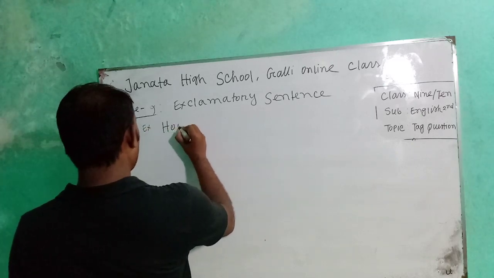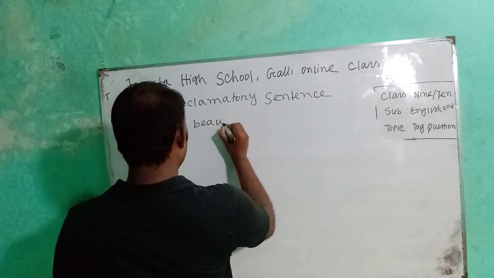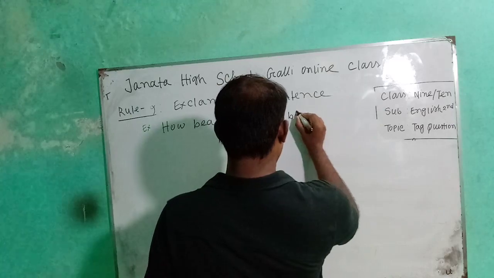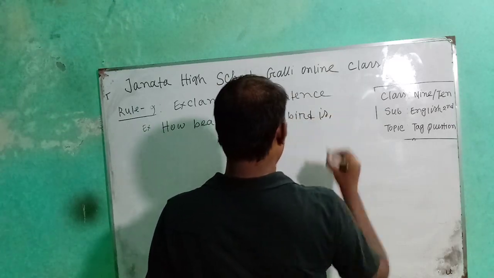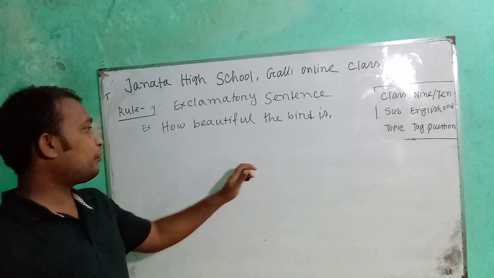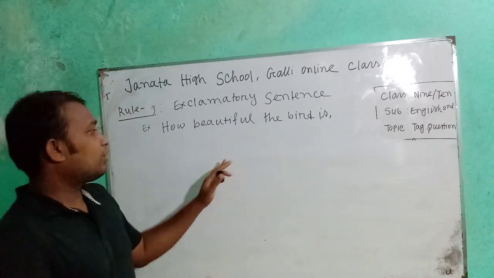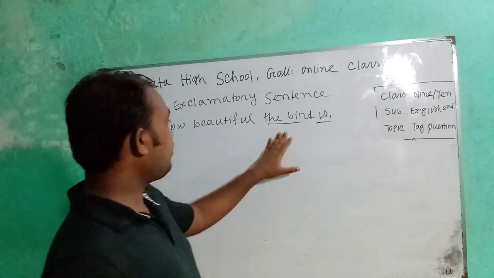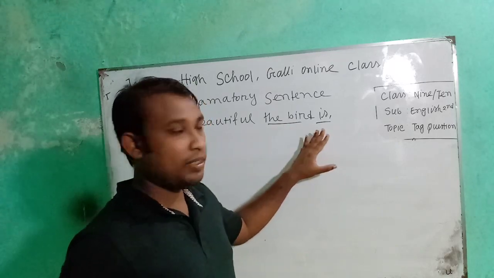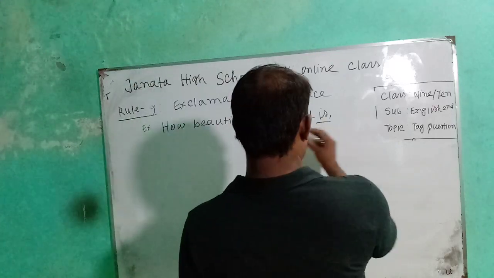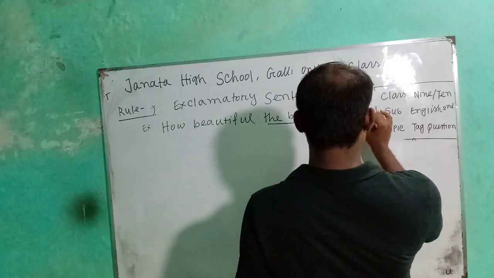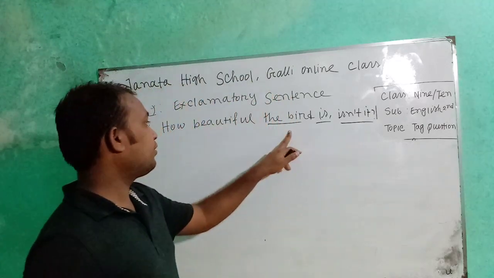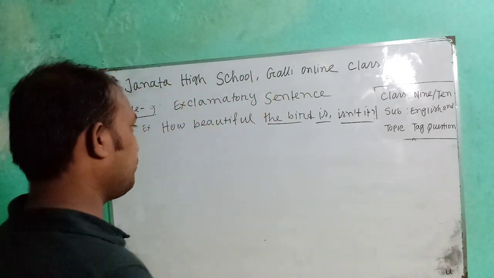Example: How beautiful the bird is. How, adjective. The bird, subject; is, verb. And we find the subject and verb at the end of a sentence. So, isn't it? We have to use it instead of the noun, as a personal pronoun.